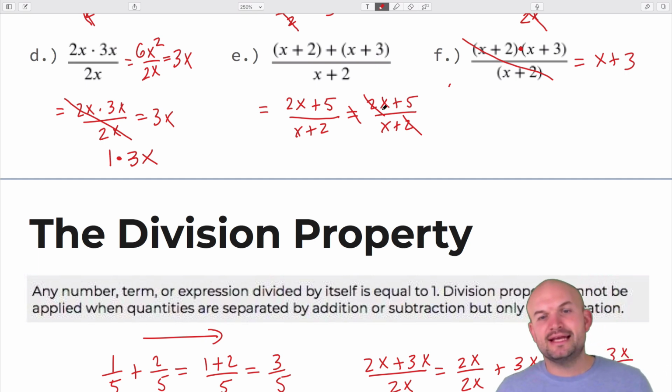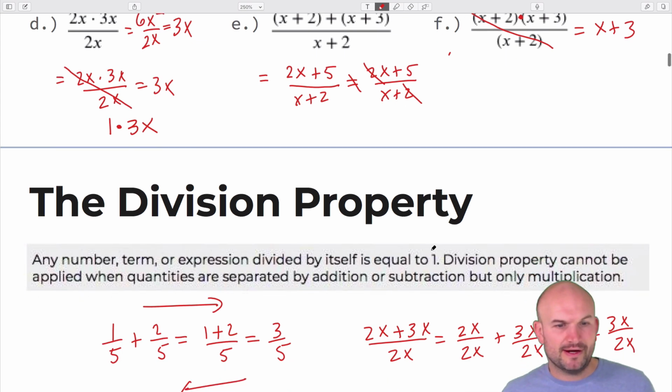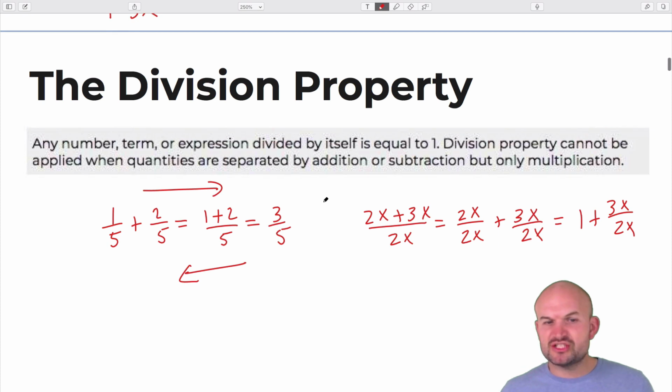And again, here you can't divide out these terms. You can see addition separates these quantities, so we can't divide them out there. A couple of things to remember with the division property.